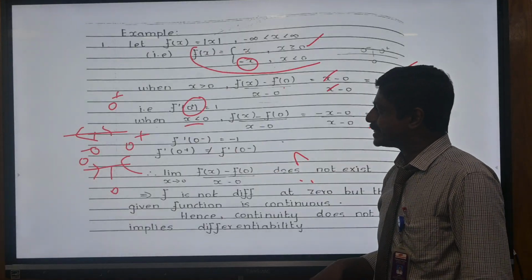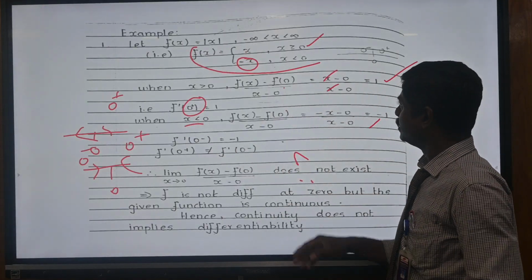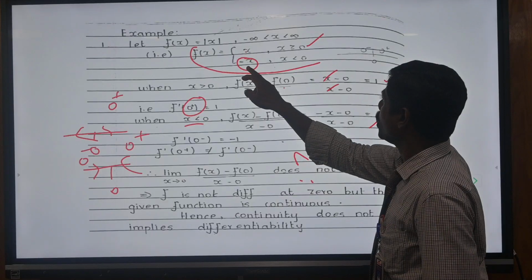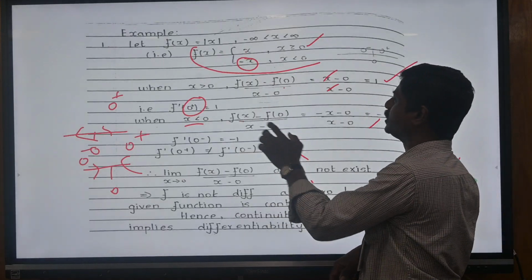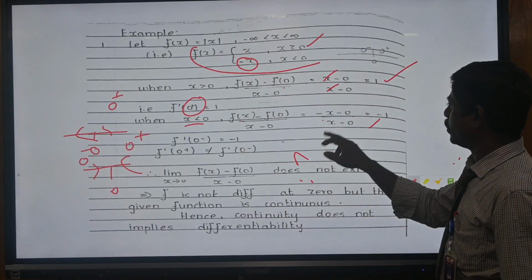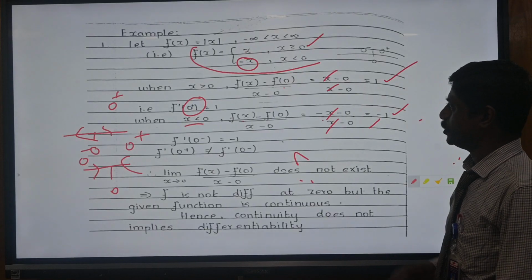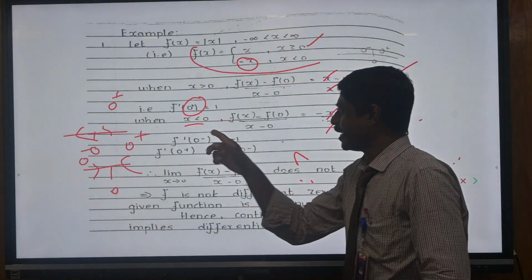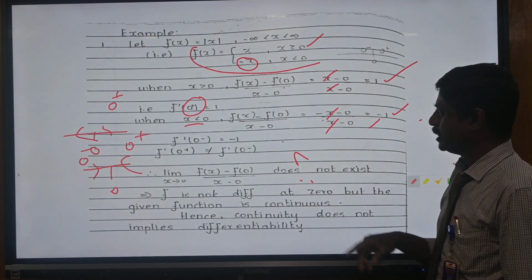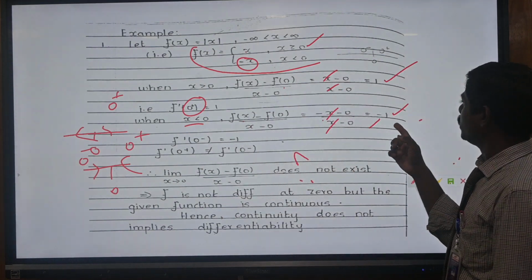Now take x less than 0. The same definition. Whenever x is negative, what is the function defined as? Minus of x. In its place you substitute minus of x. So the x's get cancelled and you get minus 1. You see the difference. Right hand side approach, you get plus 1. Left hand side approach, I get minus 1.